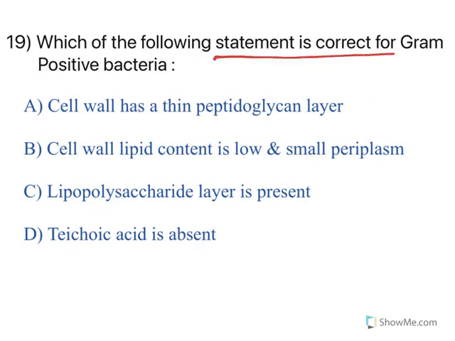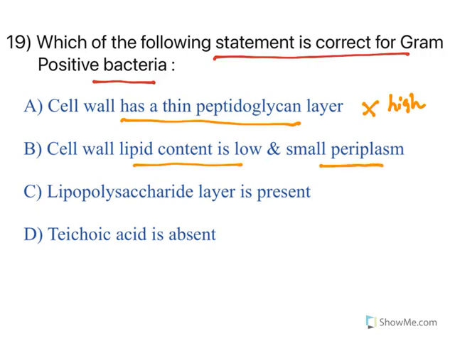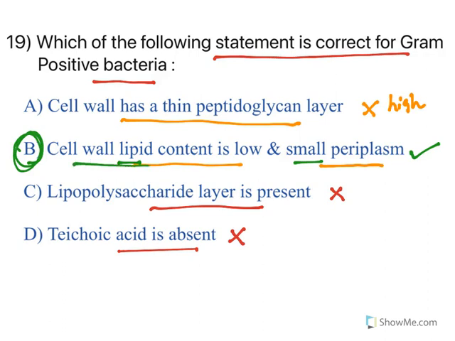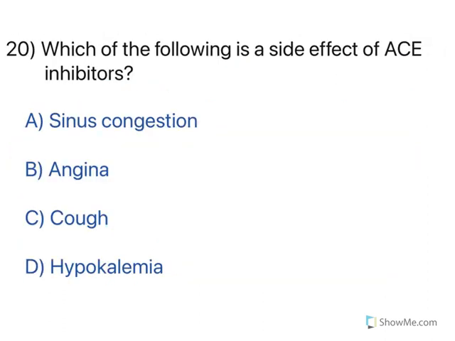Now, which of the following statements is correct for gram-positive bacteria? Let us understand each and every one. The cell wall has a thin peptidoglycan? No, gram-positive has high amounts of peptidoglycan. Cell wall lipid content is low and they have a small periplasm? This is true. The lipid content is high and the periplasm is large in gram-negative, whereas it is small and the lipid content is low in gram-positive. Let us see the remaining ones too. Lipopolysaccharide layer is present? No, it is present in gram-negative. Teichoic acid is absent? No, it is present in gram-positive. So everything else is ruled out. The only option is that the cell wall has low lipid content and a small periplasmic space.